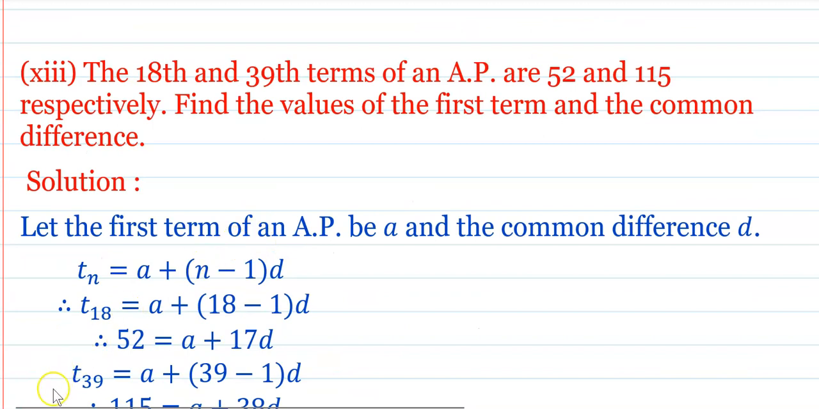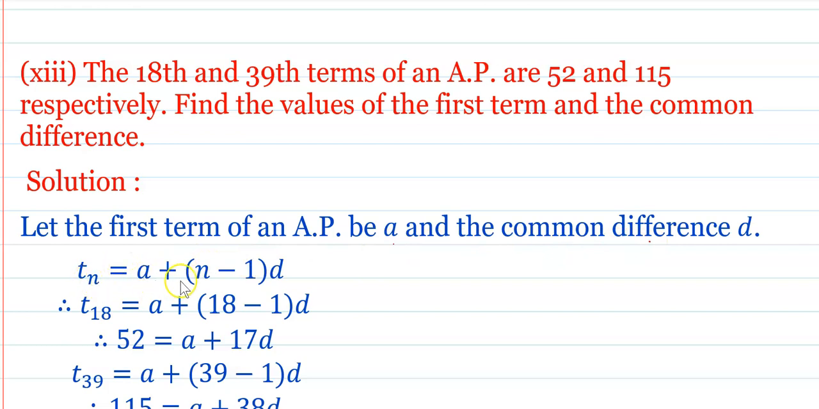Now the next question. The 18th and the 39th term of an AP are 52 and 115 respectively. Find the values of the first term and the common difference. Now the solution. The first term of AP be A, common difference is D.